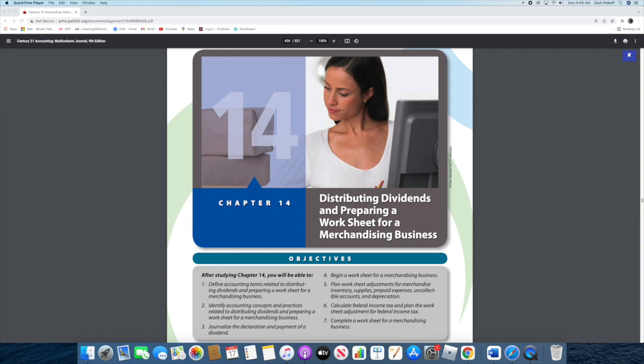for a merchandising business, journalize the declaration and payment of a dividend, begin a worksheet for a merchandising business, plan worksheet adjustments for merchandise inventory, supplies, prepaid expenses, uncollectible accounts, and depreciation, calculate federal income tax and plan the worksheet adjustment for federal income tax, and finally, complete a worksheet for a merchandising business. All right. So now that I've read over the learning objectives, let's jump right into the 14-1 text.